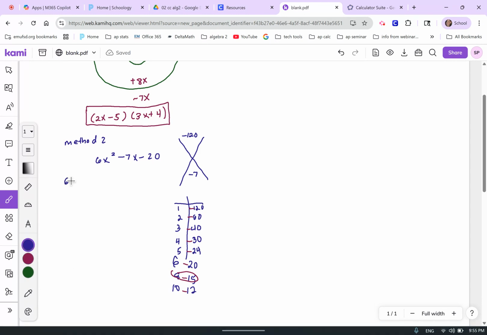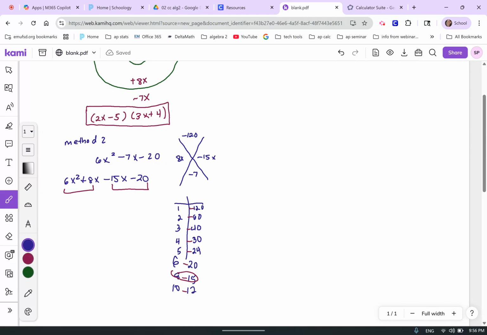So this becomes 6x squared plus 8x minus 15x minus 20. I'm going to do positive 8x first, but you could do the negative 15x first. You'll get the same answer. It doesn't matter. We're now going to group the first two and group the second two.